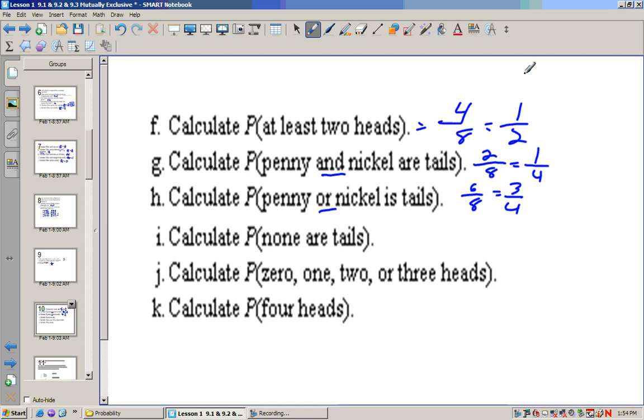What's the probability that none are tails? Well, that only occurs when it's HHH, so that would only happen once out of the 8 times. What's the probability we have 0, 1, 2, or 3 heads? That would be 8 out of 8, which is 1. And what's the probability you get 4 heads? 0, because you're only flipping it 3 times.